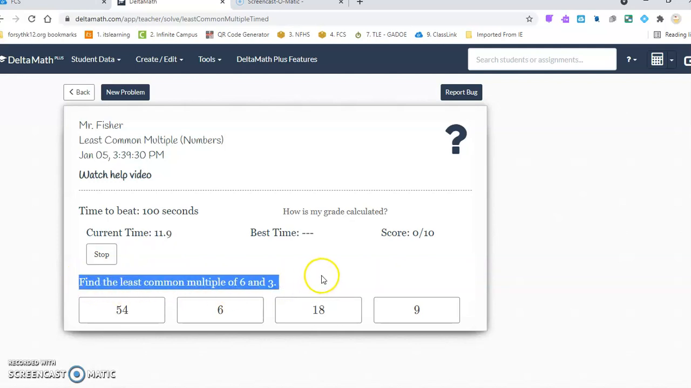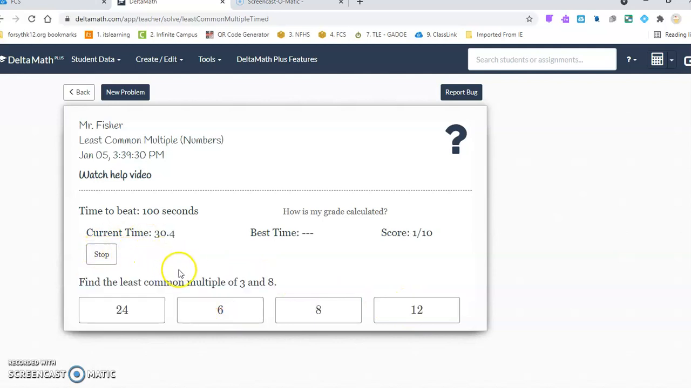I want you to look at this question: find the least common multiple of 6 and 3. And you might look at the numbers that are listed here. Do both 6 and 3 go into 6? Yes, they do. Do they both go into 18? Yes, but which one is the lowest? 6, obviously. Do they both go into 9? No, 6 doesn't go into it, so 9 is not a common multiple, so 6 in this case.